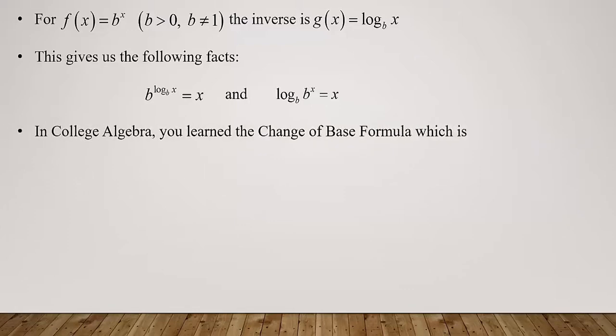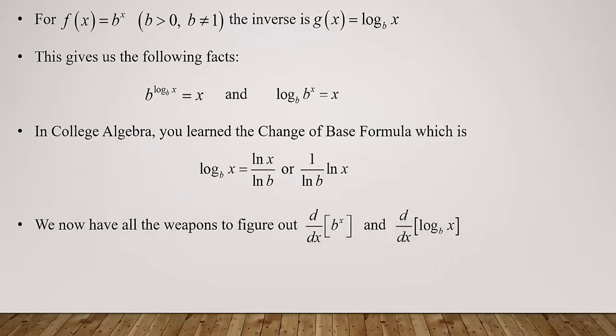In college algebra, you should have learned something called the change of base formula. So I'm just going to review that real quick. When you have log base b of x, you can rewrite that as the natural log x over the natural log b. Or if you prefer, that's 1 over the natural log b times natural log x. So folks, we now have all the weapons to figure out what the derivative of b to the x is and what the derivative of log base b of x happens to be.